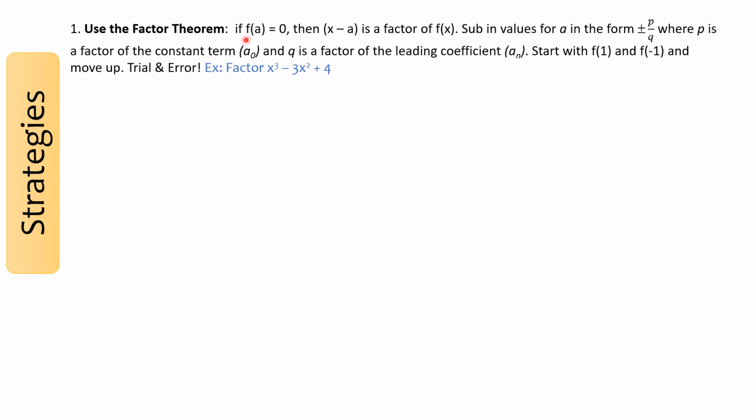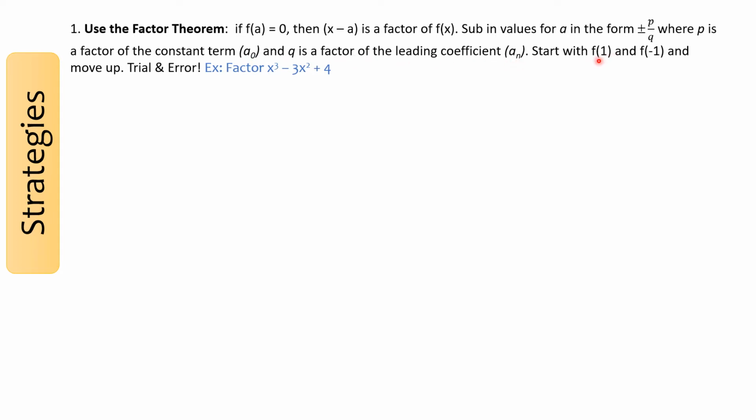First, use the factor theorem. So if you can sub in a value and get 0, then it means you've got a factor. To get those numbers that we sub in, we use that plus or minus p over q. P is a factor of the constant term, which is a naught, and q is a factor of the leading coefficient.